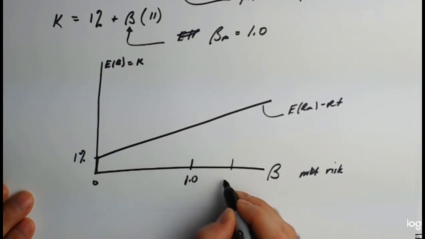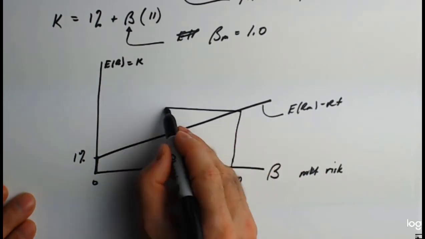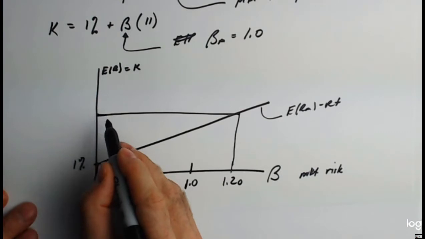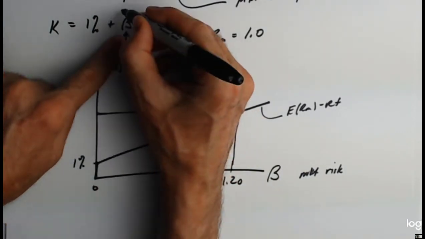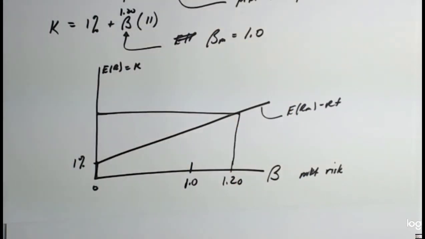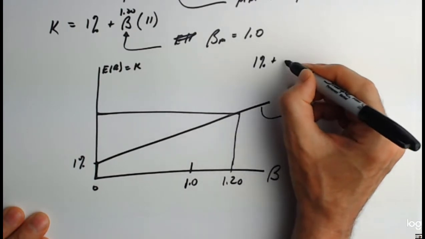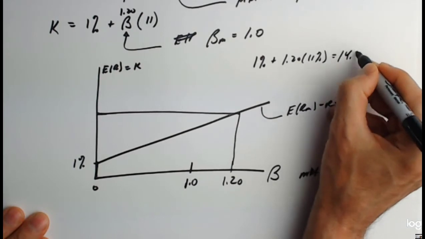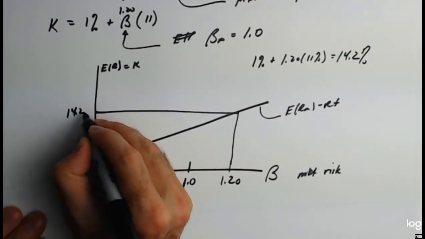So if you find the stock has a beta of 1.20, you come over, and you're going to get the expected return for that particular stock. So plug in 1.2 here. If you plug in 1.2, we'll get 14.1% plus 1.2 times 11% equals 14.2%. And so this would be 14.2%.